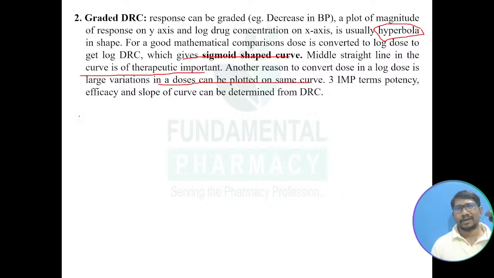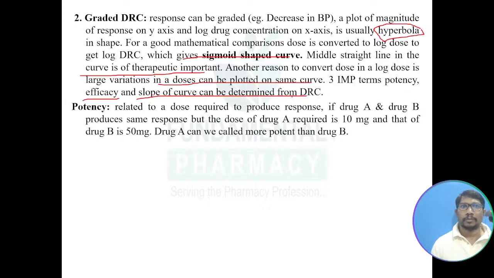We have already seen the terms like efficacy and intrinsic activity. Slope of the curve can be determined. Potency and efficacy can be given. What is potency? That is related to the dose that produces the response. What do you mean by potency? It is the ability of a drug to produce a response.